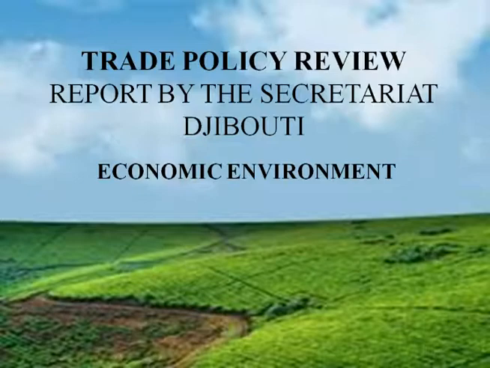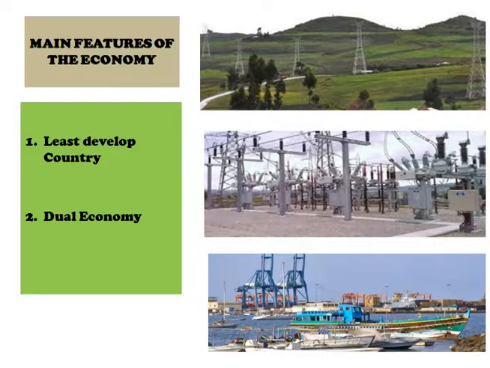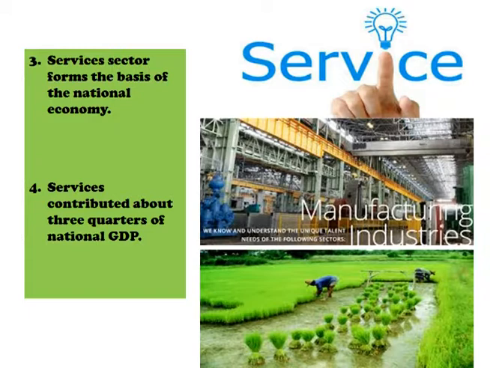There are several main features of the economy. Djibouti is a least developed country with a population of 820,000 distributed over an area of 23,000 square kilometers. Djibouti has an essentially dual economy. The services sector, such as transport and related logistics services, forms the basis of the national economy. In 2011, services contributed about three-quarters of national GDP, with the rest generated by manufacturing industries, agriculture, and construction and public works.